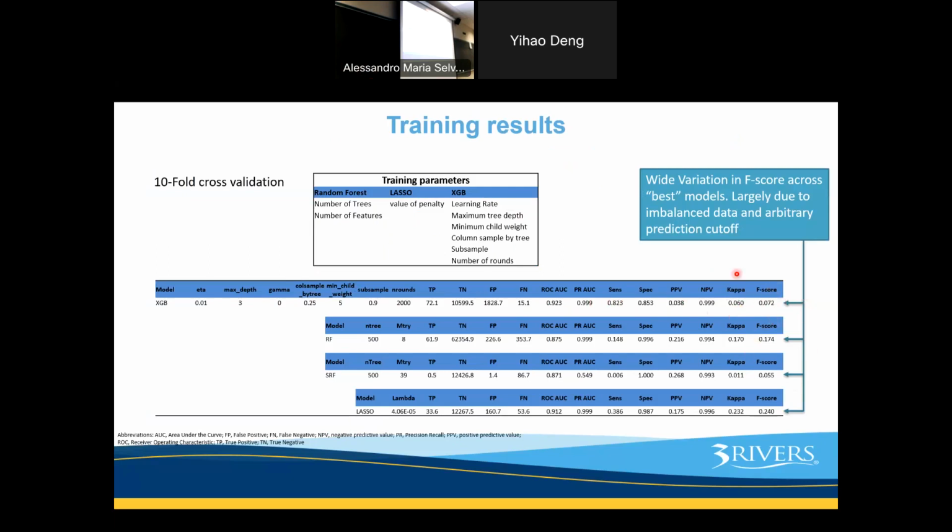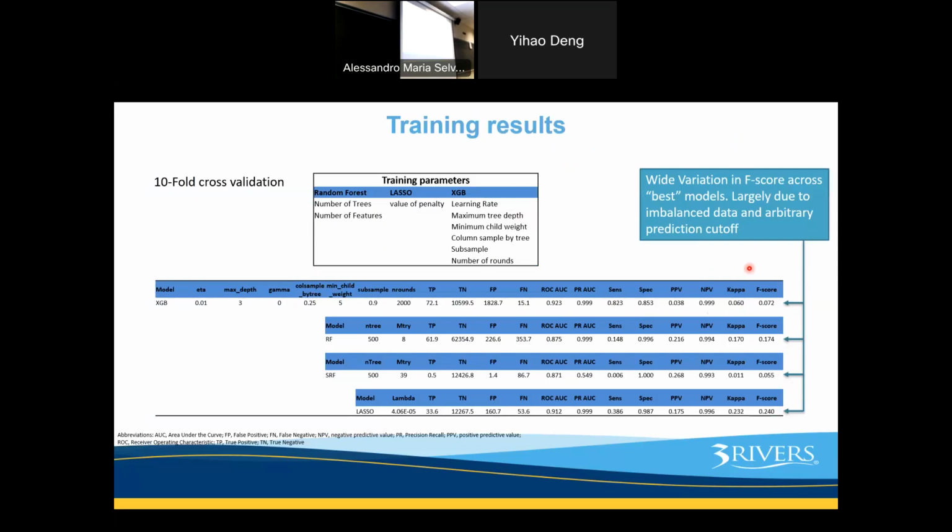And we see here that there's wide variation in the F-score for the different algorithms. And that's largely due to the imbalanced data and the arbitrariness of the prediction cutoff. Generally, a value of 0.5 is used, where if it's 0.5 or above, you're going to predict that the event happened, otherwise it didn't. But that's not a good cutoff with imbalanced data.